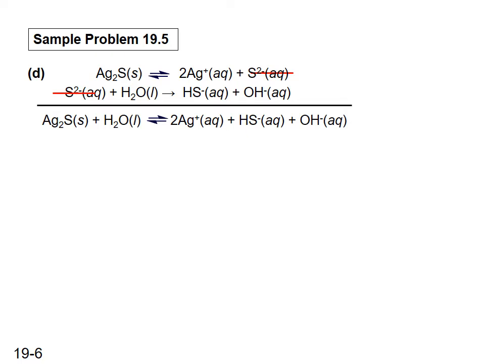And then we write Ksp, which is the product of the ions, silver to the 2nd power, hydrogen sulfide, and hydroxide.